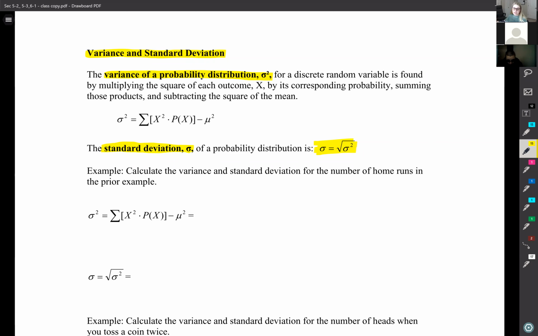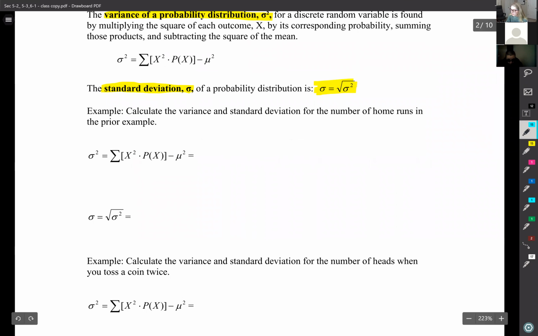Let's just get into doing an example. This is going to use the same example with the home runs. So we're going to be calculating the standard deviation and the variance for that example with the home runs per game.